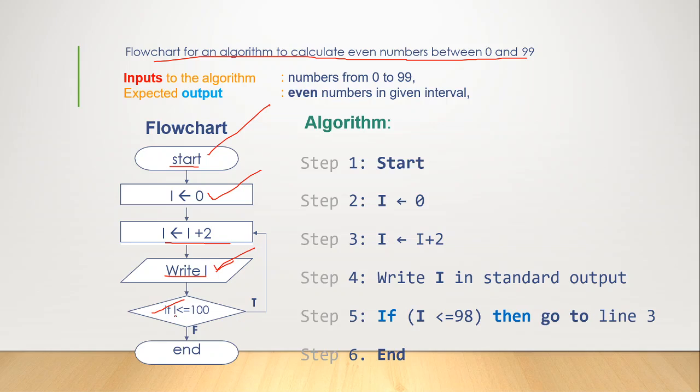the value of I. If I is less than or equal to 100, 2 is less than or equal to 100, this is true. Again we increment I by 2, then I becomes 4, write the value of I, then 4 is displayed, and after that 4 is less than or equal to 100, again this is true. Then this loop continues until I becomes 100. When the value of I is 100, this is also true.